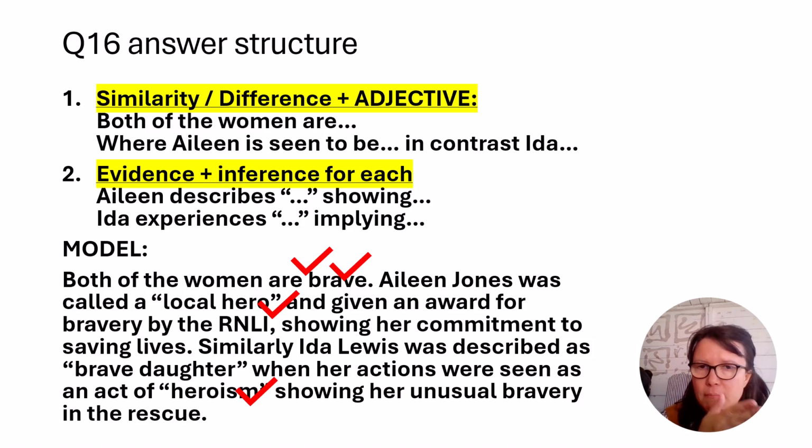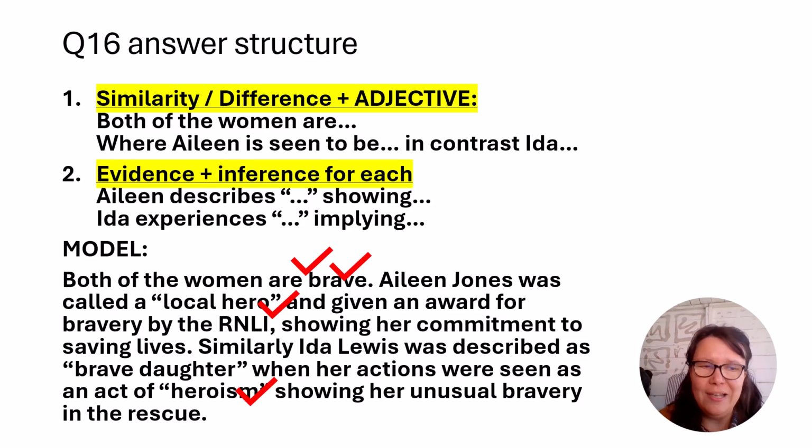So this is a model. Both of the women are brave. Okay, you get a tick because you've accurately identified that both of them are brave. Eileen is brave, Ida is brave. That's 2 ticks. If that was a difference, you would have got a tick over each of the accurate impressions that you've given about them.